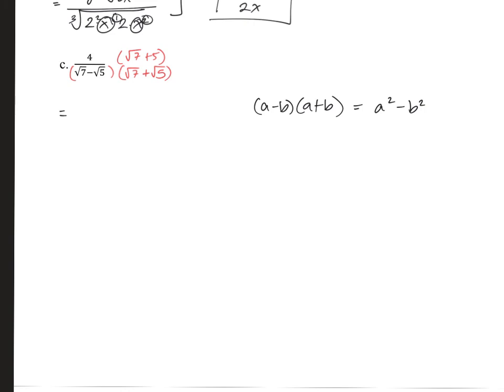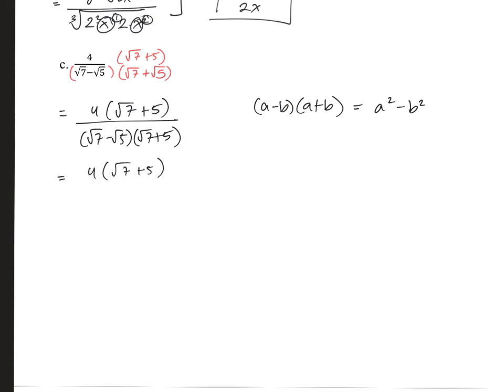So 4 times that new root 7 plus root 5 that I put in. And then in the denominator, I have root 7 minus root 5, and the conjugate is root 7 plus root 5. Now I'll go ahead and use the difference of squares property. Multiplying out the two conjugates in the denominator, I'll end up with root 7 squared minus root 5 squared. I forgot the root. Okay.